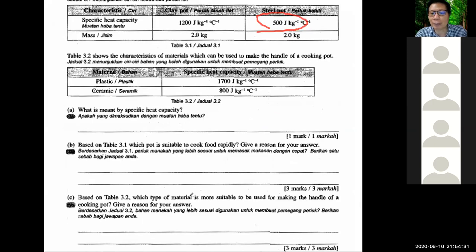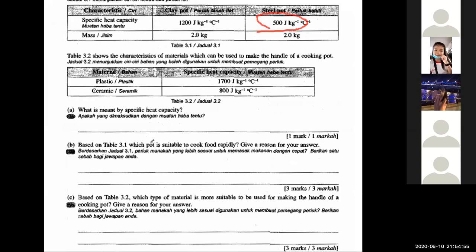Next, which type of material is more suitable to use for making the handle of the cooking pot? You already know the answer. So which one do we choose to make the handle? Jinyihong, you want to make the handle, choose plastic or ceramic? Kevin Lim, choose plastic or ceramic? Plastic. Why choose plastic? Bigger specific heat capacity. Specific heat capacity, bigger means more difficult to heat up, okay?